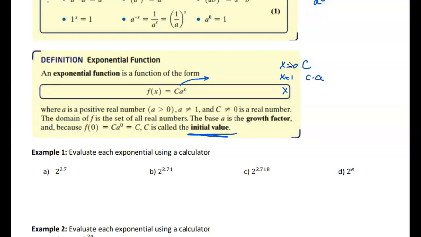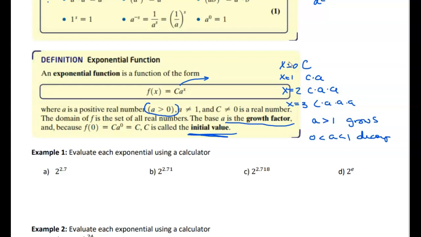So when x is 1 it's c times a, when x is 2 it's c times a times a, when x is 3 it's c times a times a times a. At each stage, as you increase x, your value gets multiplied by the base number. That's called the growth factor. If a is bigger than 1, then the function grows. But if a is between 0 and 1, a fraction, then it's going to be negative growth, which is decay.